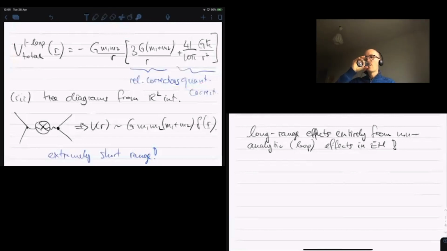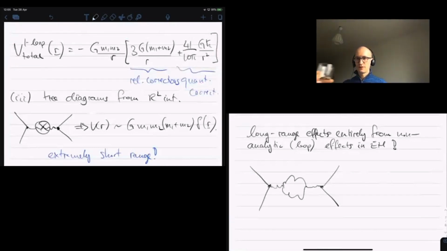I was wondering if in this development, do we take into account also the graviton-graviton interaction? Yes. Okay. So for example, there is also a diagram of this kind. Yeah, that contributes. Other questions?